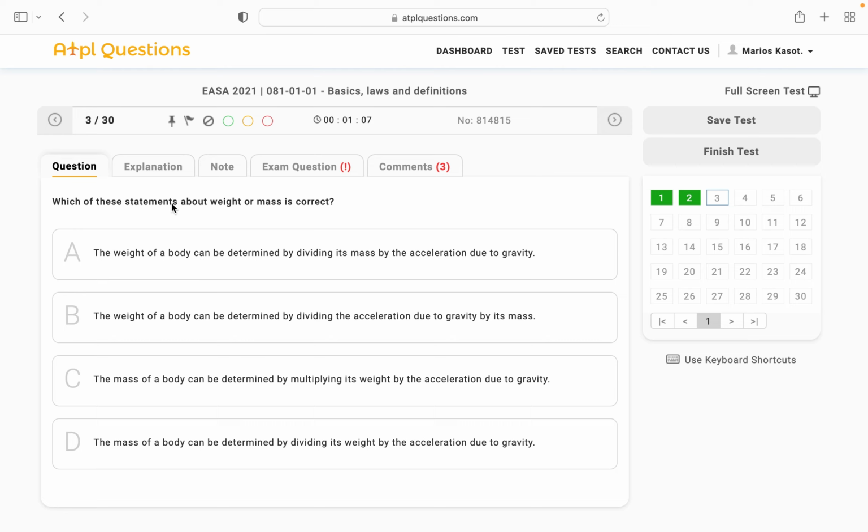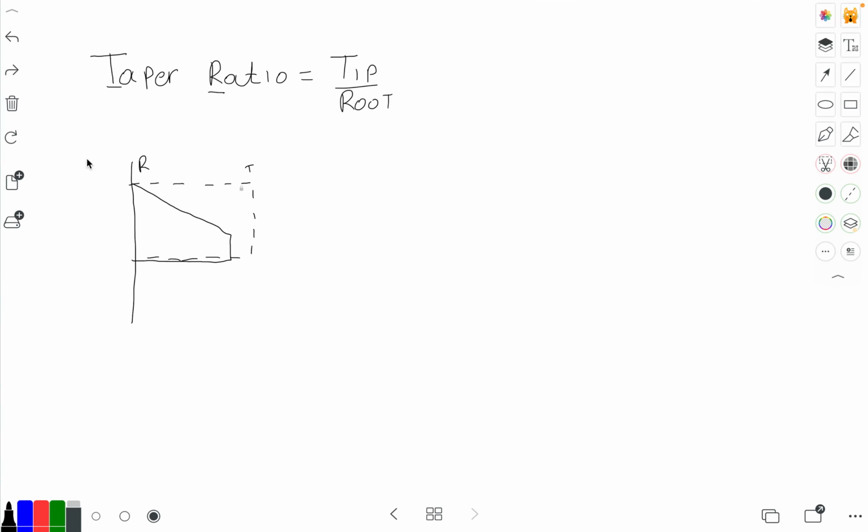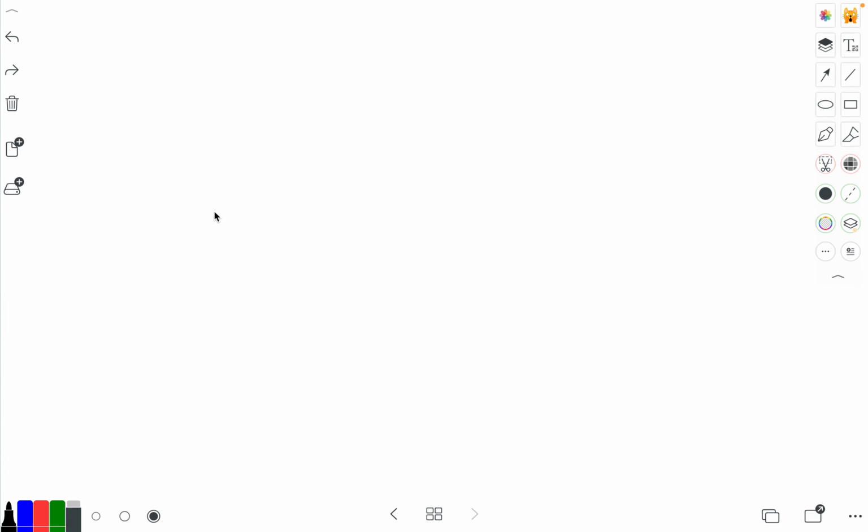Which of these statements about weight or mass is correct? First of all, again, we have to remember our formula that connects mass and weight, which is weight equals mass multiplied by g, which is acceleration due to gravity.